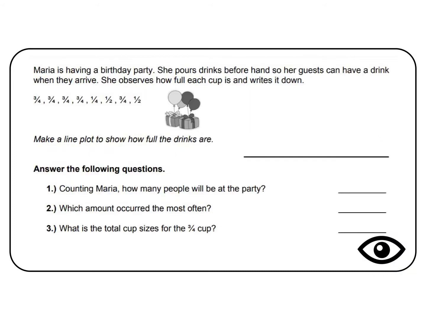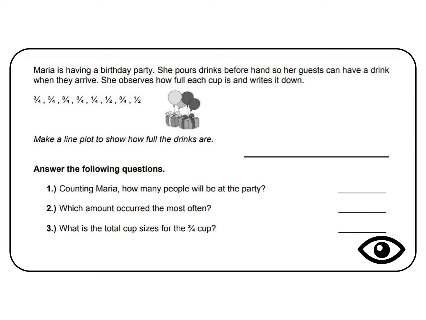All right, friends, yesterday we looked at line plots. Line plots record the frequency of how often something happens. Let's start with a problem with me. Maria is having a birthday party. She pours drinks beforehand so her guests can have a drink when they arrive. She observes how full each cup is and writes it down. 3/4, 3/4, 3/4, 3/4, 1/4, 1/2, 3/4, 1/2.